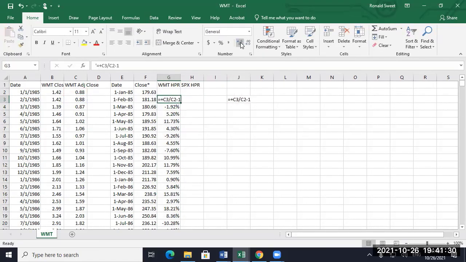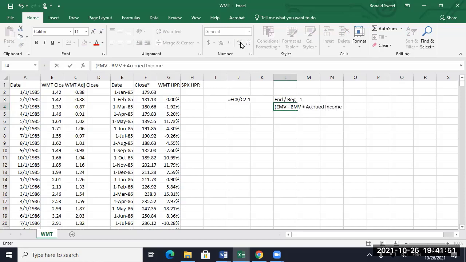So ending divided by beginning, minus 1, that's the holding period return. In finance class, you usually do what? You take ending market value minus beginning market value plus accrued income divided by beginning market value. But accrued income is already embedded in the adjusted close. So we don't have to do anything there. So we're just taking ending market value minus beginning divided by beginning. That's the same thing as ending divided by beginning minus 1. I'm just using the algebra there, but you can do it either way. So there's Walmart.